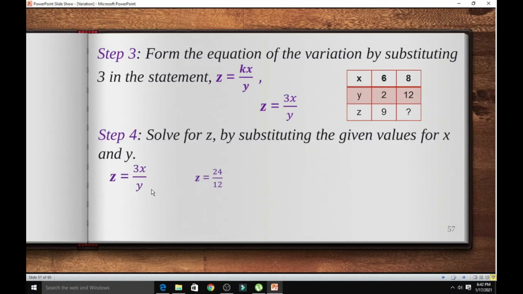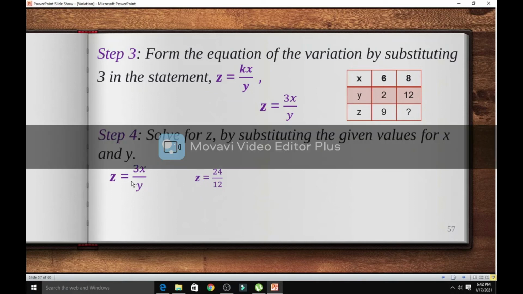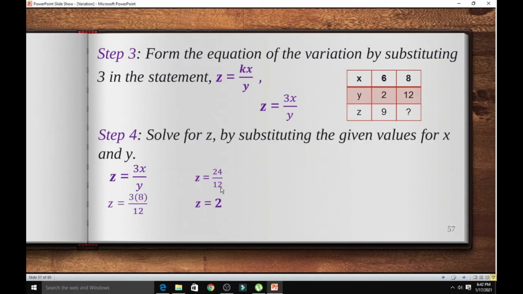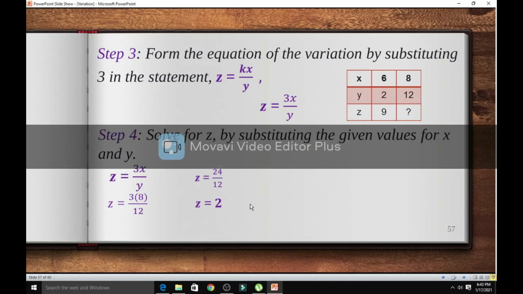So, yung z is equal to 3x over y. So, magiging siyang z is equal to 3 multiplied by, ano ba yung x natin? 3 multiplied by 8. So, that is equivalent to 24. And then, our y is 12. So, 24 over 12. So, when simplified, ayan, 3 times 8 all over 12. So, that is 24 over 12. When simplified, 24 divided by 12, z is equal to 2.